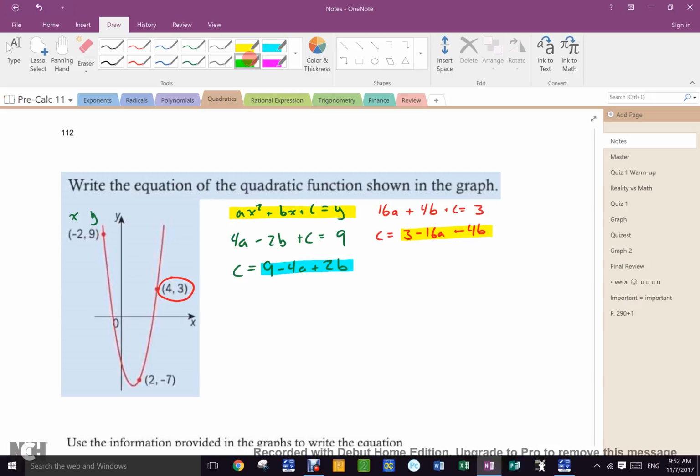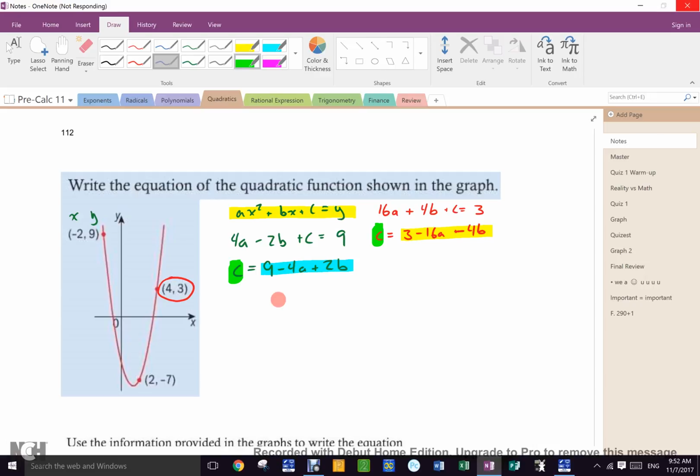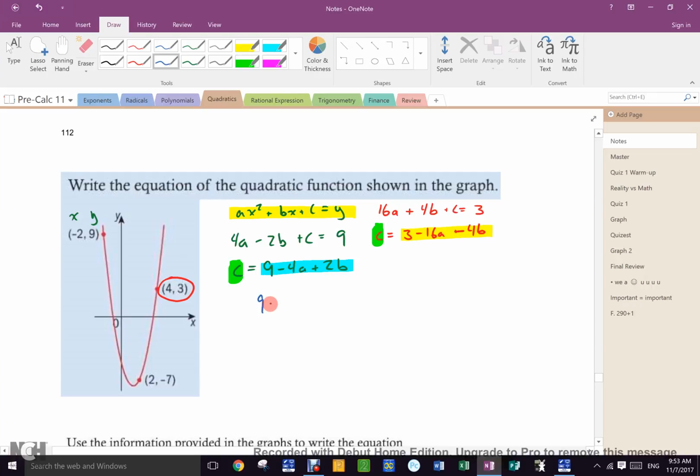I'll add in another thing. What do you notice about that and that? They're both C, right? So if that equals C and that equals C, what can you say about the two of them? They're the same, aren't they? Isn't that saying that 9 minus 4a plus 2b equals 3 minus 16a minus 4b?